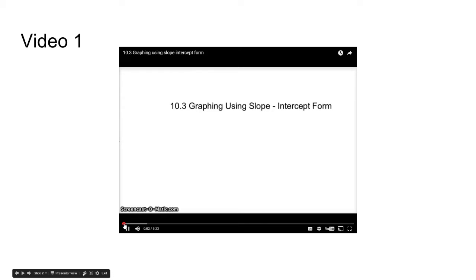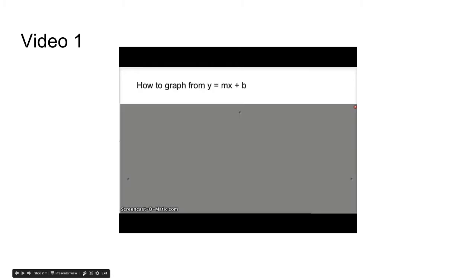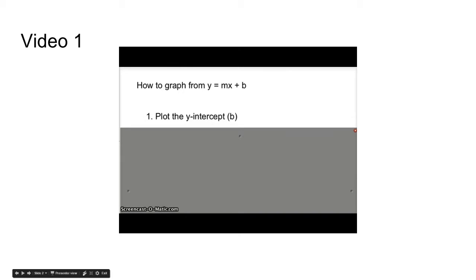10-point step form. By the end of the lesson, I will be able to graph using the formula y equals mx plus b. Three steps in how to graph from y equals mx plus b. The first thing is to plot the y-intercept, or the value of b, the constant. We're going to plot it.